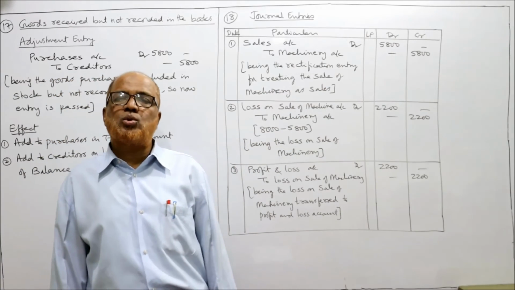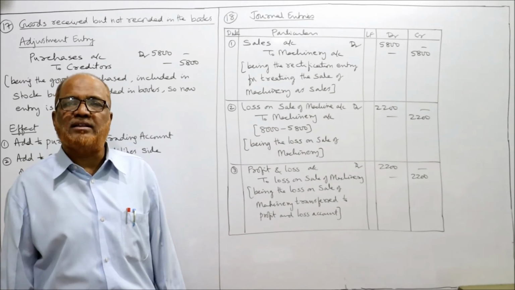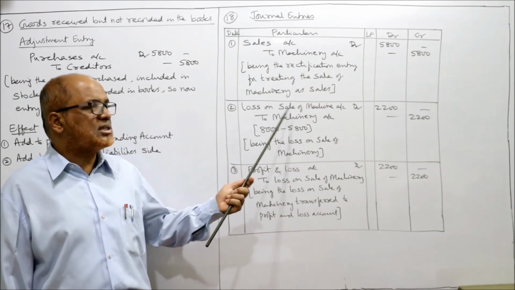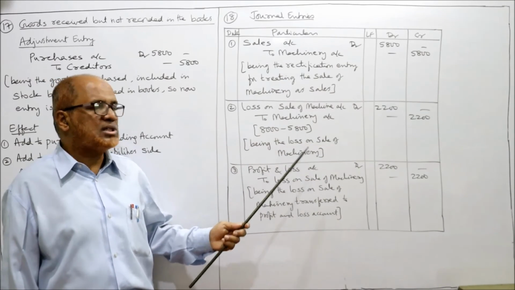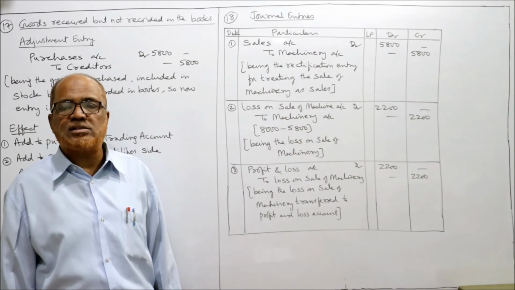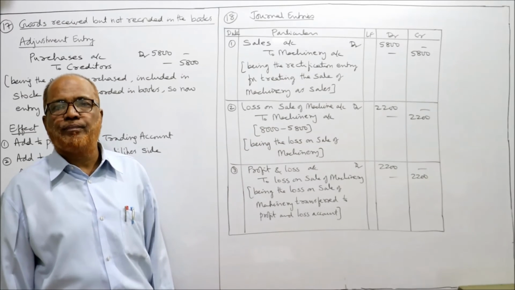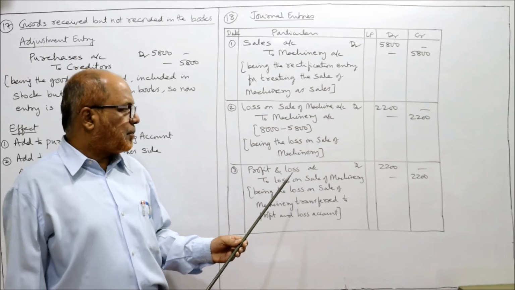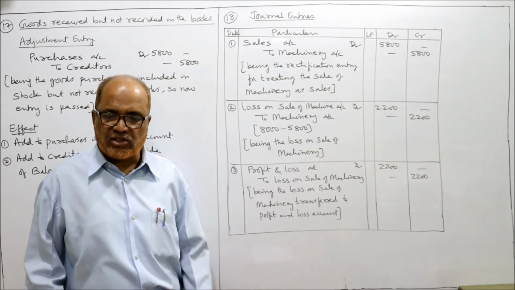Secondly, there is a loss of 2,200 rupees, because the book value of the machine was 8,000 and it is sold at 5,800. The entry for loss is loss on sale of machinery account debit to machinery account, 2,200, being the loss on sale of machinery. Now finally, this loss on sale of machinery should be transferred to profit and loss account. Loss on sale of machinery we have debited. Now we credit loss on sale of machinery and transfer this amount to the debit side of profit and loss account. So the entry will be profit and loss account debit to loss on sale of machinery 2,200, being the loss on sale of machinery transferred to P&L account.